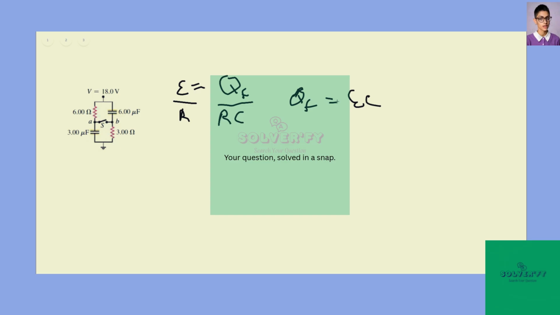Now, if you plug in EC for QF and then simplify, you end up with just V is equal to E, which in this particular instance is 18 volts, the voltage of the battery. So 18 volts. All right, so this is part A. I'll say this is equal to the voltage of A with respect to B.